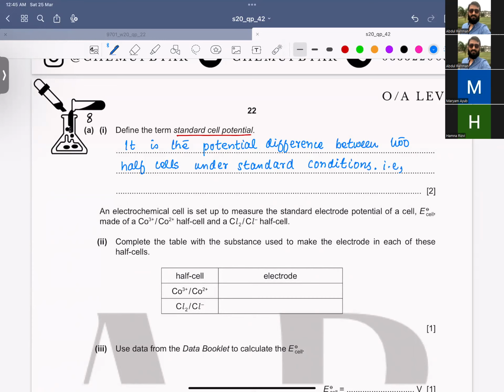That is 1 atm pressure, 298 Kelvin temperature, and all solutions are 1 mole per dm cube.